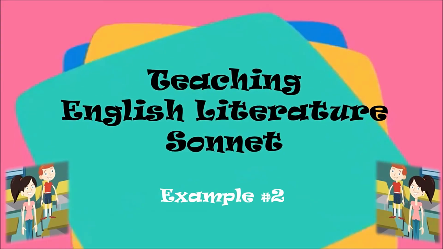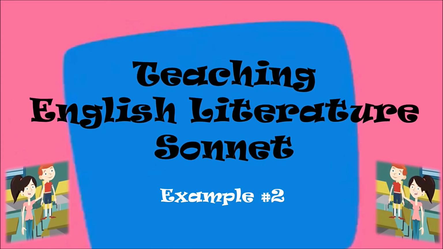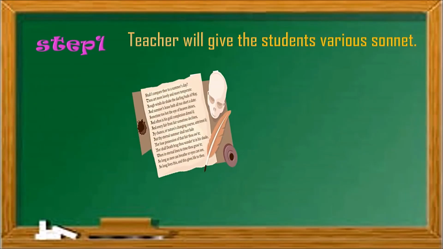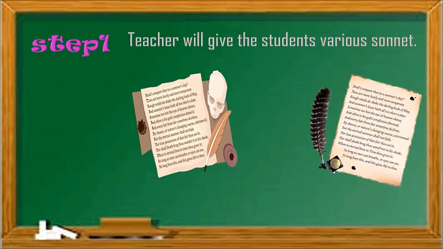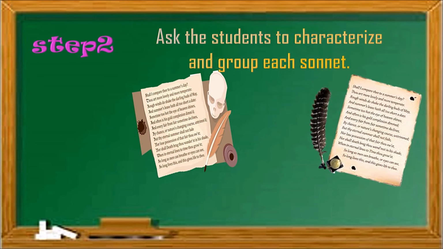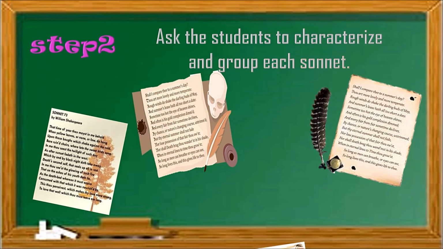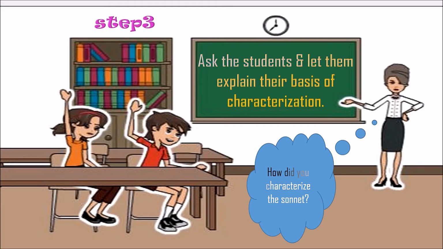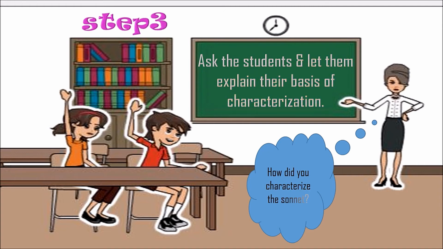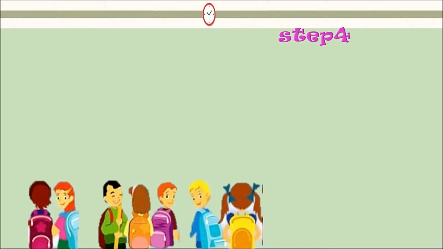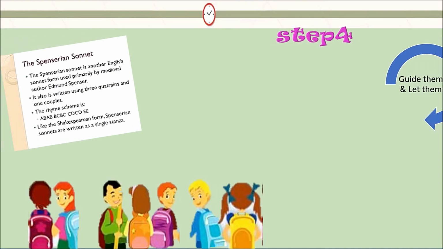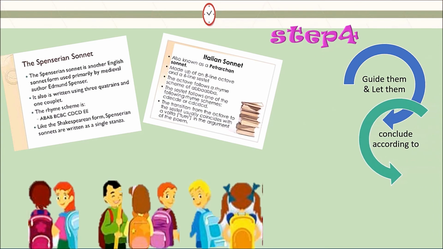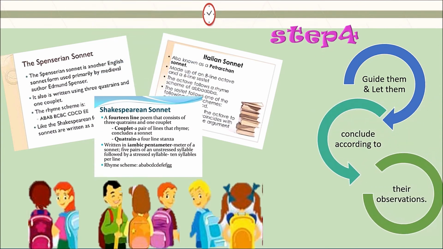Teaching English literature, sonnet. First, teacher will give the students various sonnets. Second, teacher will ask them to characterize and group each sonnet. The third is, teacher will ask them the basis of their characterization. And lastly, let the students explain each characteristic they observed and guide them to arrive at a correct conclusion.